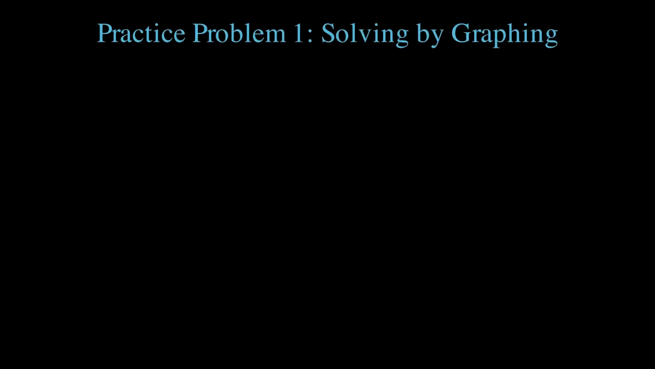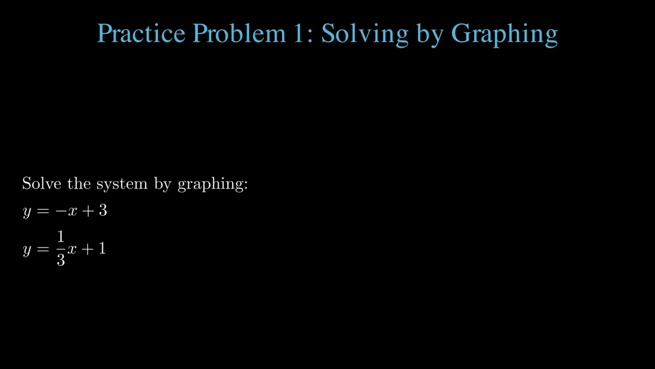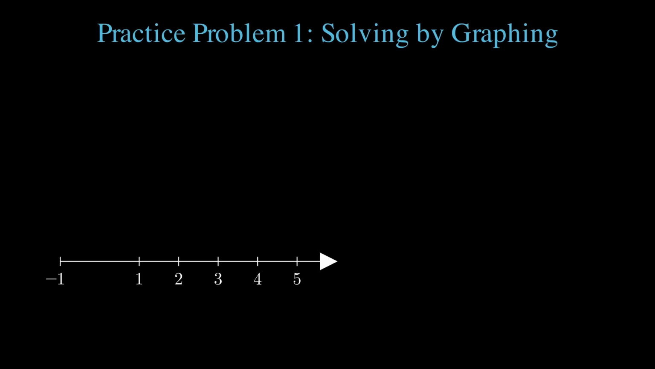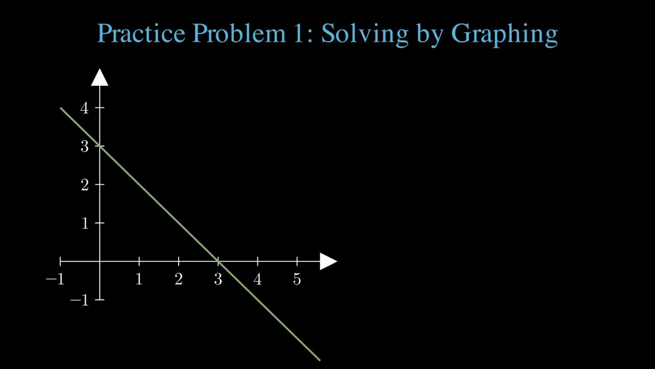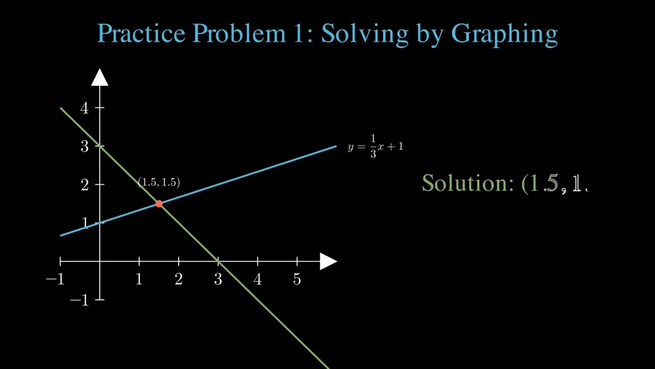Now, let's try a quick practice problem together. We want to solve the system y equals -x plus 3 and y equals 1/3 x plus 1. To begin, we start out by setting up our coordinate plane. First, we plot the line with a y-intercept of 3 and a downward slope. Then we plot the fractional line starting at 1 and rising slowly. Because of the fraction, they don't meet perfectly on an integer grid line this time. They cross right in the middle at 1.5, 1.5.